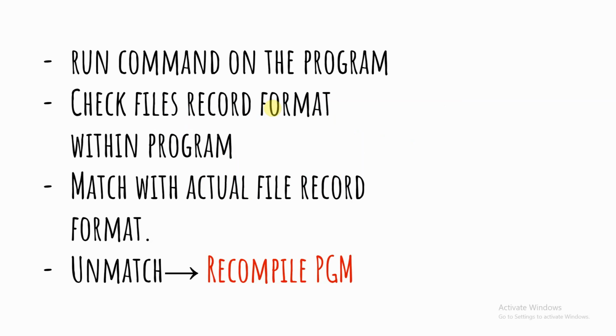For example, you have PROGRAM1 and you run the DSPPGMREF command on it. Then you will see the list of files defined in your program, and the record format level ID associated with those files in the program. Note those down and check the record format level ID of each file separately using the DSPFD command, then match those two. If there is any difference, then recompile the program. So you can get all the files which were actually changed.